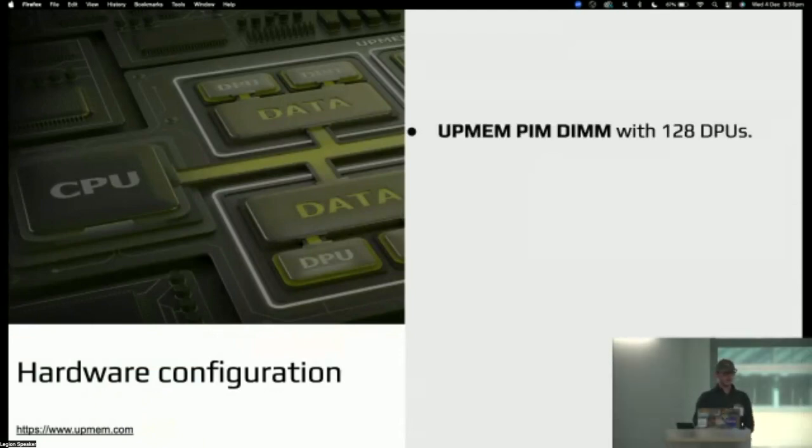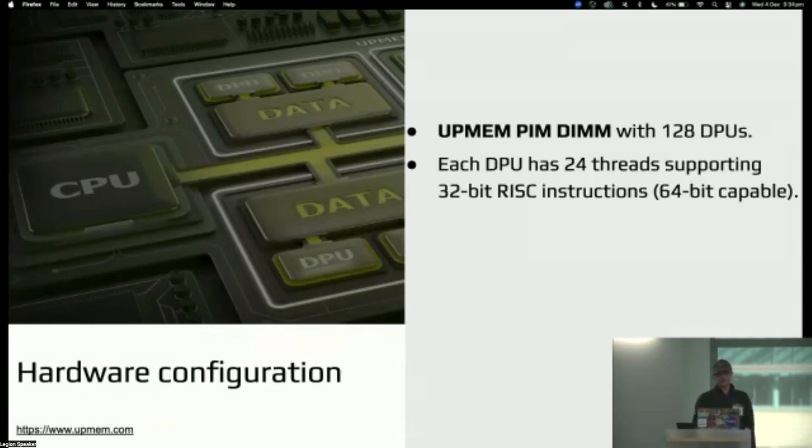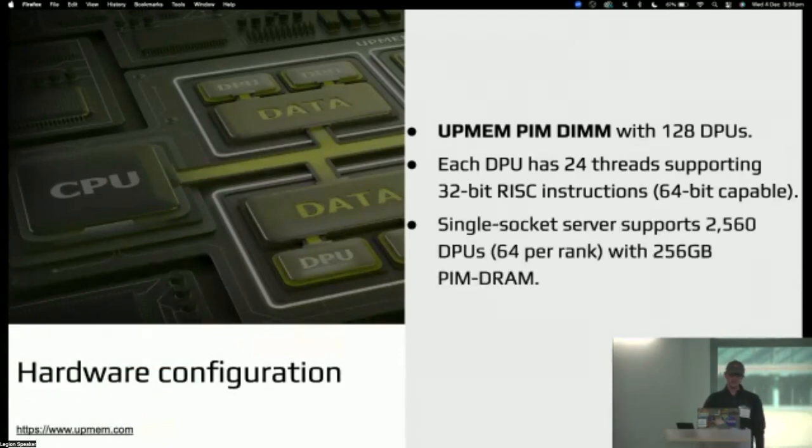UPMEM is a drop-in DIMM replacement with 128 processors on a single DIMM. Each of these processors has 24 hardware threads, and they're a 32-bit RISC-style instruction set architecture, right? They're not RISC-V or anything like that, but RISC style with 64-bit capabilities through emulation. So if you have a single socket server, let's imagine you have 40 ranks on that server, and it supports 64 processors per rank. You multiply that out, you get 2560 processors per single socket server. And that's really the hardware configuration that we're testing with.